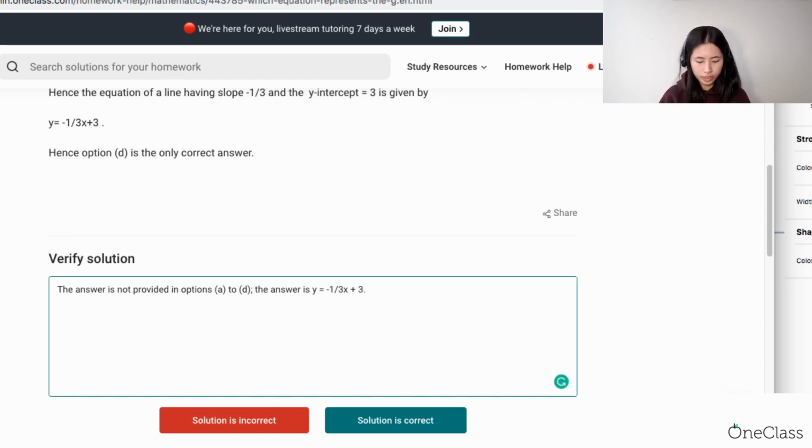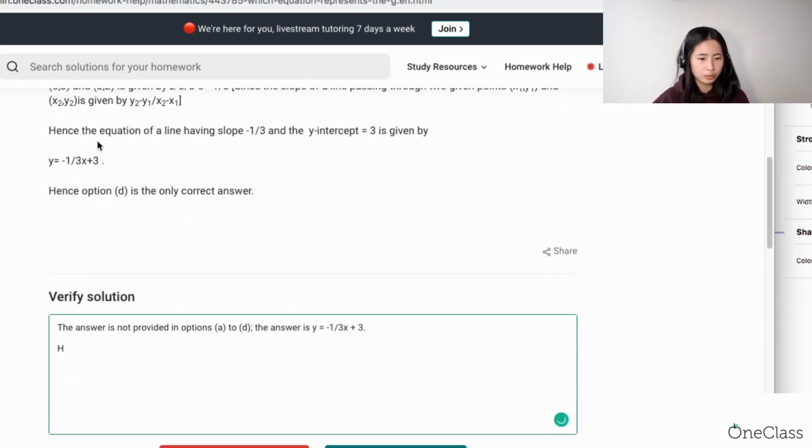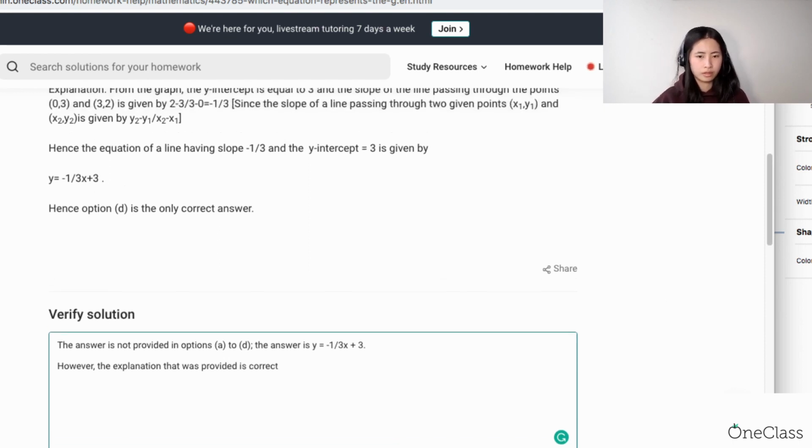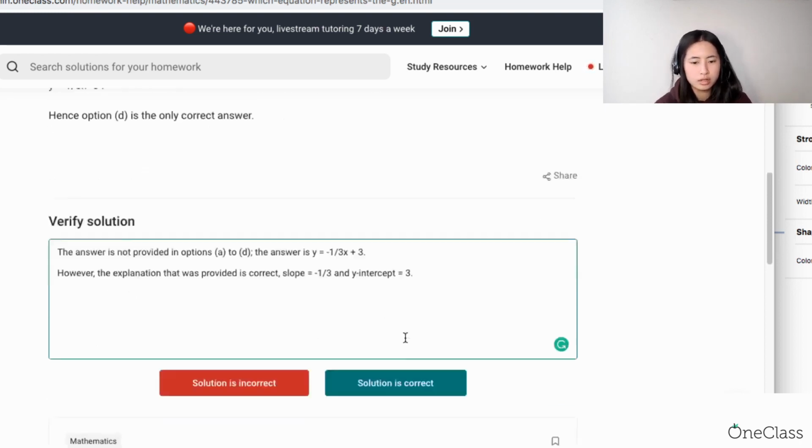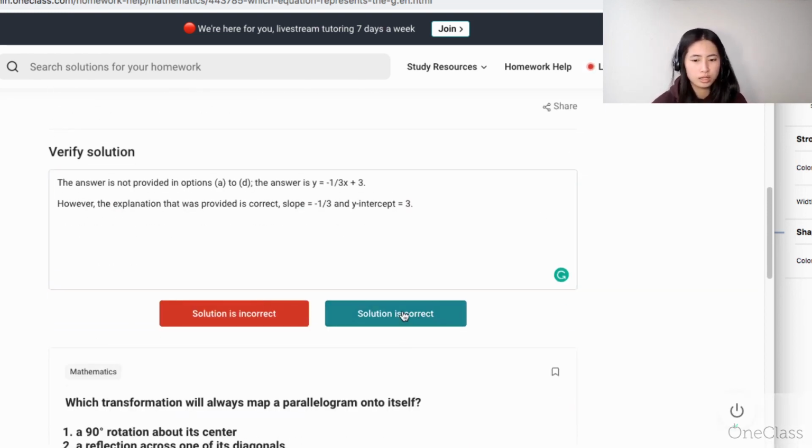Okay, so second point is basically, however, the explanation that was provided is correct. Specifically, slope is equal to negative 1 over 3, and y-intercept is equal to 3. Okay, great. Solution is correct. That's right.